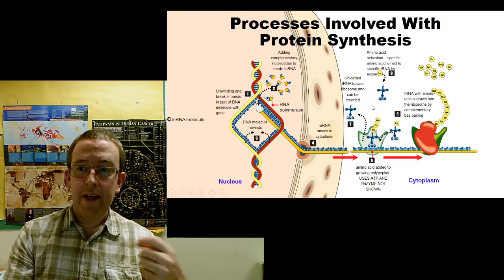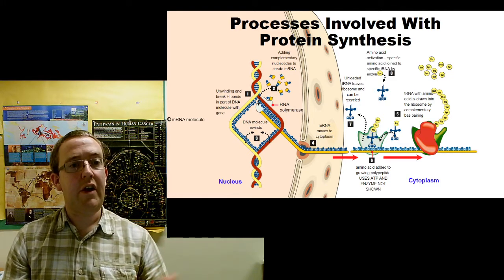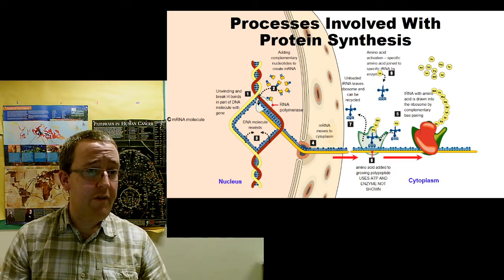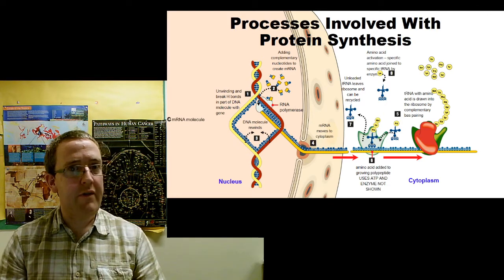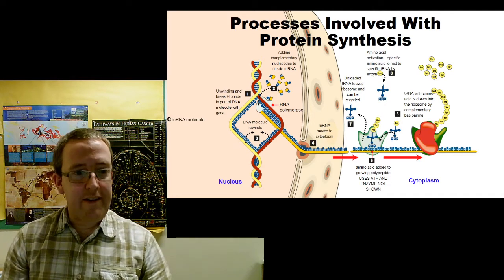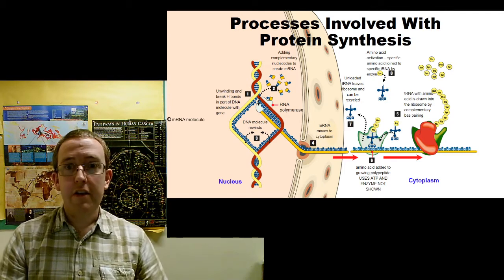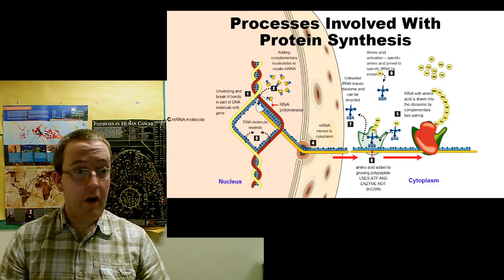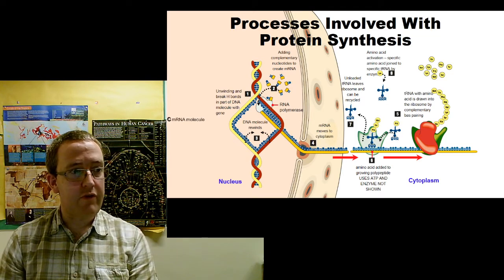And number 8 is amino acid activation. So this specific amino acid being joined onto a specific tRNA by a very specific family of enzymes that we don't go into at A-level standard. Okay, so I hope you got all those right. That is us. That's the entirety of transcription and translation and is the end of this topic.